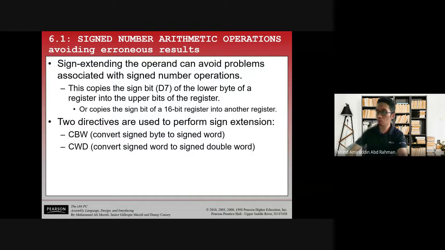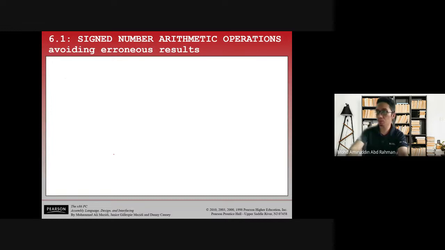Okay, so in order to perform the sign extension, meaning that we want to copy the sign to another register, we need to use two directives, which are CBW and CWD. CBW is convert byte to word, and CWD is convert word to double word. Okay, so those are the two directives that can be used.